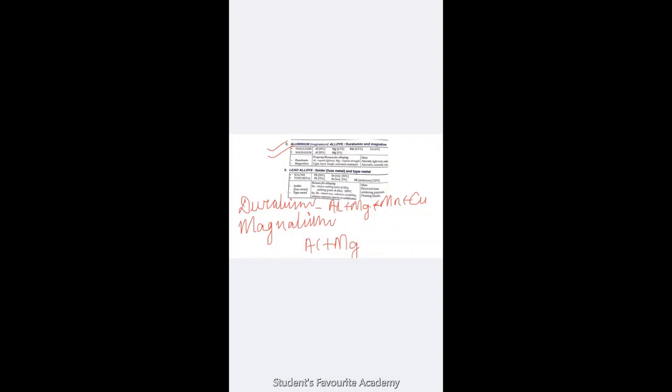Next we will be moving into the lead alloys. What are the alloys of lead? This is very important, children. The first one is solder, so you have to remember that. Type metal is also important, but solder is more important.